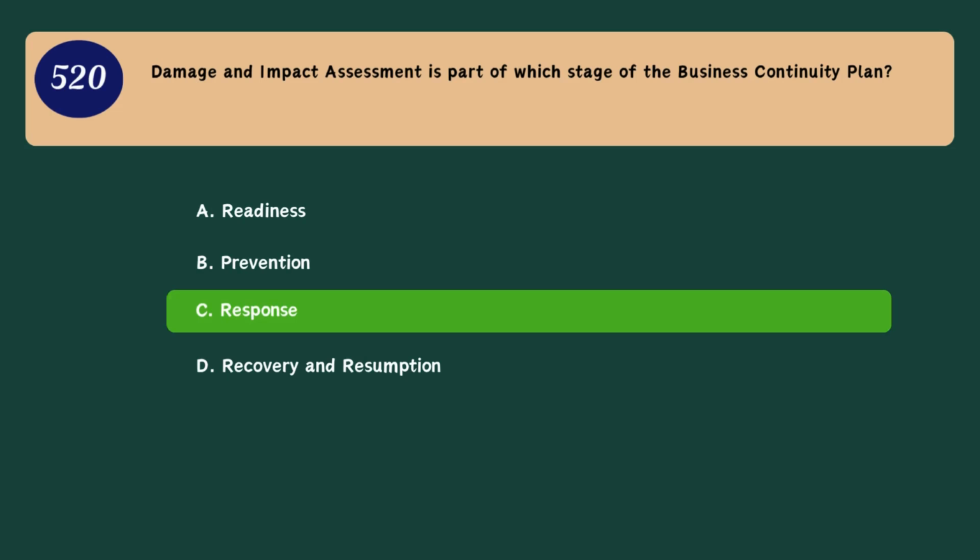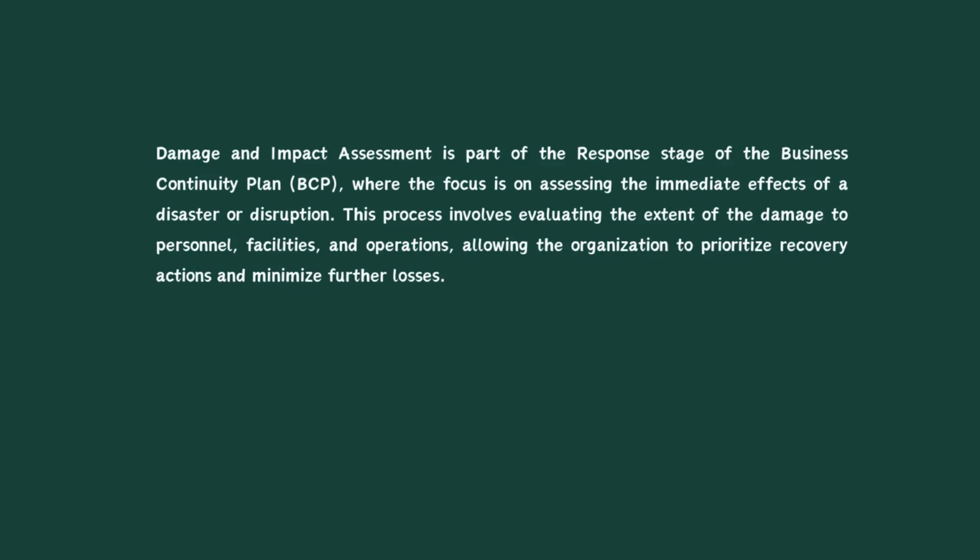Correct answer: C. Response. Damage and impact assessment is part of the response stage of the business continuity plan, where the focus is on assessing the immediate effects of a disaster or disruption. This process involves evaluating the extent of the damage to personnel, facilities, and operations, allowing the organization to prioritize recovery actions and minimize further losses.